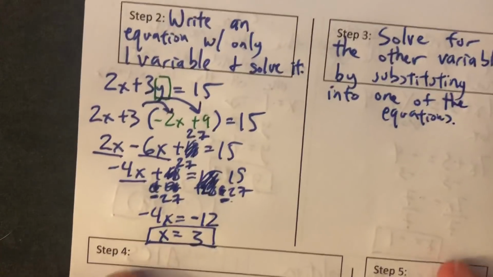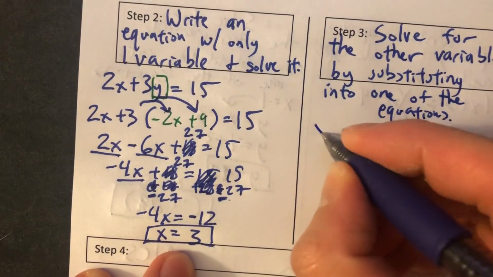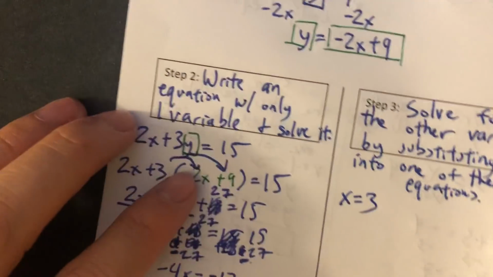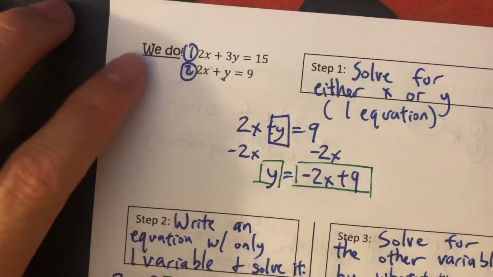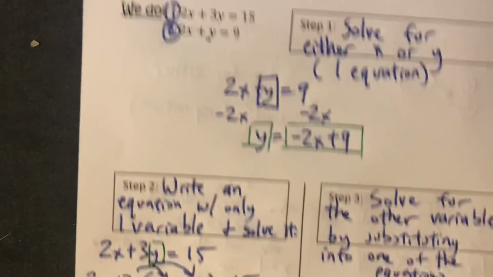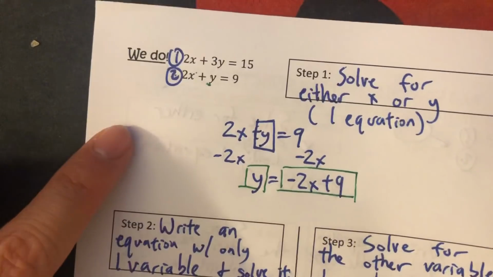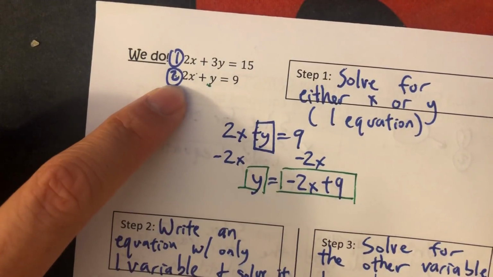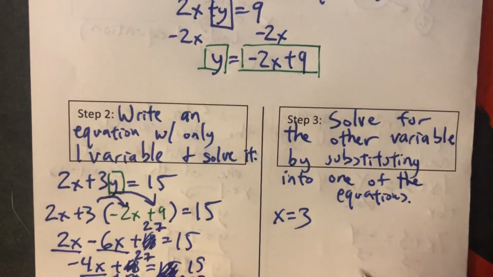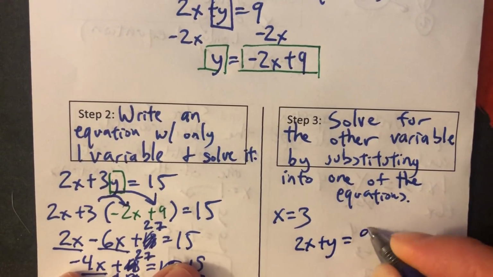And just to recall from my last step, I did get x is equal to 3. Now when you guys choose which equation to plug x equals 3 in, it doesn't matter which one you plug into. You can plug into the top one or the second one. Either one will give you the same answer. So here, I like plugging it into the second one because it looks cleaner. So the second one is 2x plus y is equal to 9.